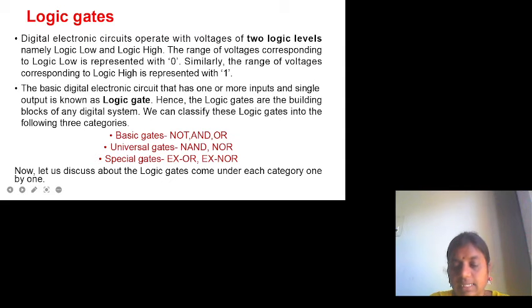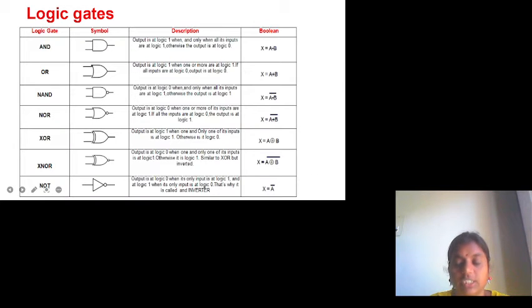Now, let us discuss the various symbols that represent these logic gates and the behavior of each gate in terms of a logical function, that is, how to write the output and input relationship for each gate in this chart. I am going to explain it to you. The first logic gate is the AND gate.